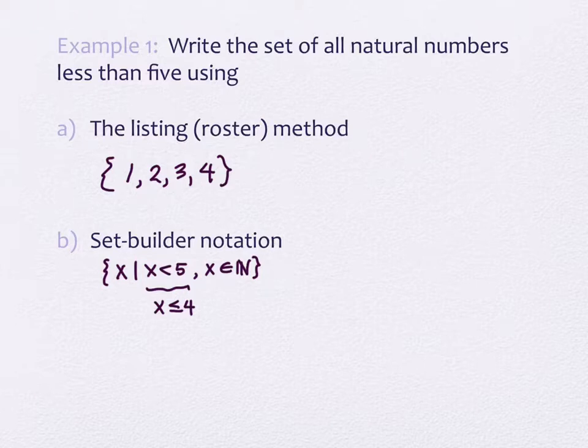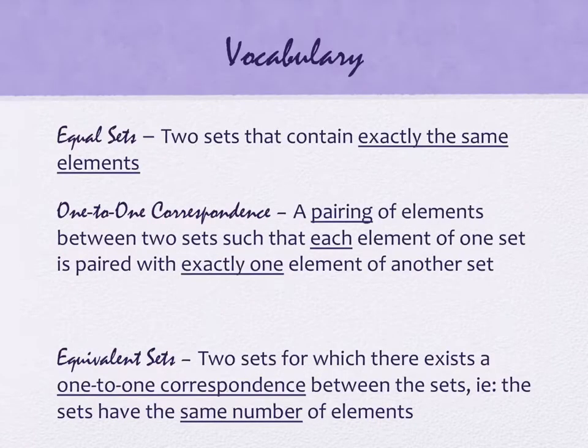All right, let's take a look at a couple of unfortunate uses of the English language. Are you ready for that? All right, the first phrase is equal sets. Two sets that contain exactly the same elements. And we all said, well, yeah, that sounds about right. Equal sets. They contain the same stuff.